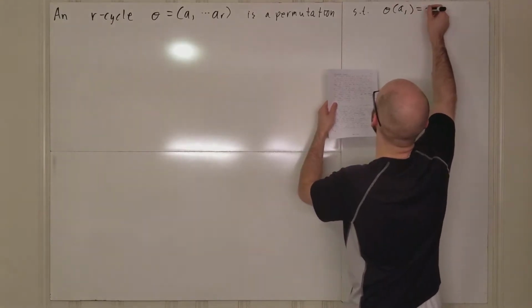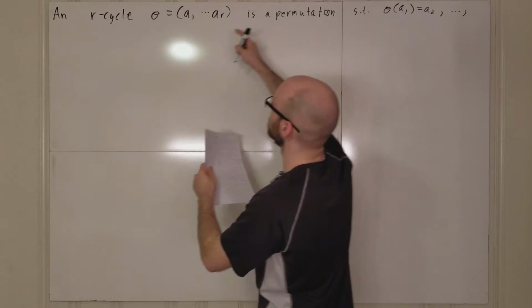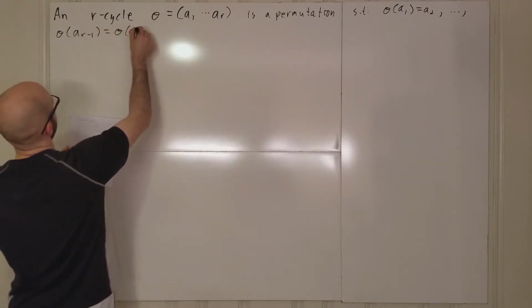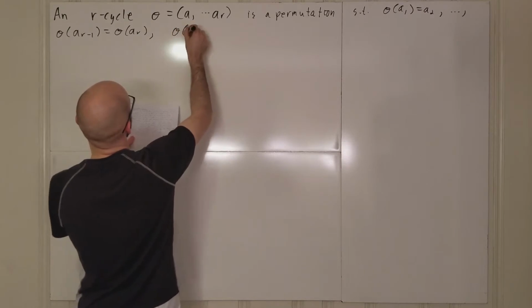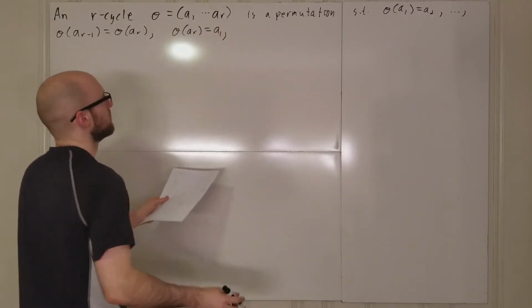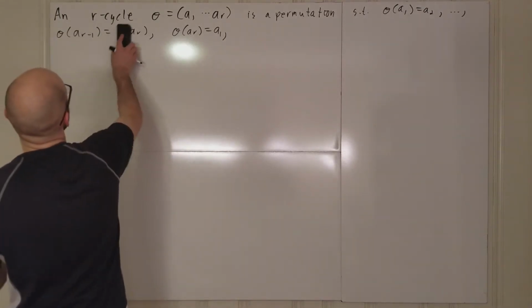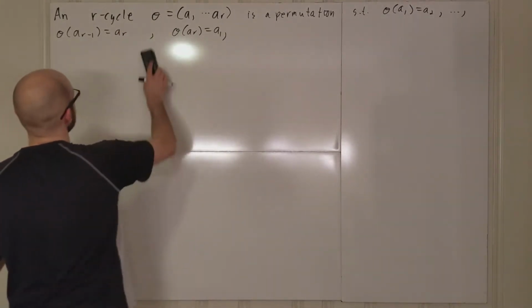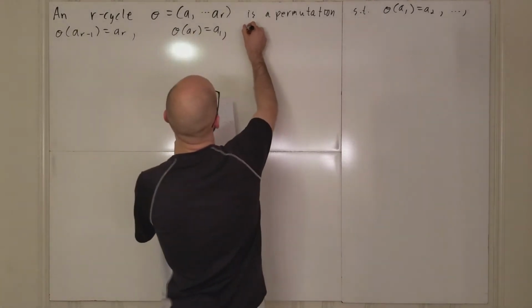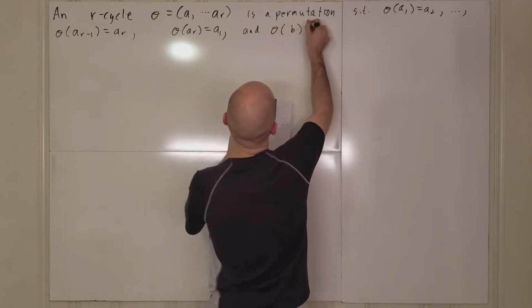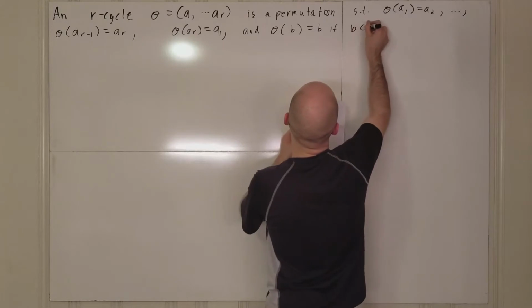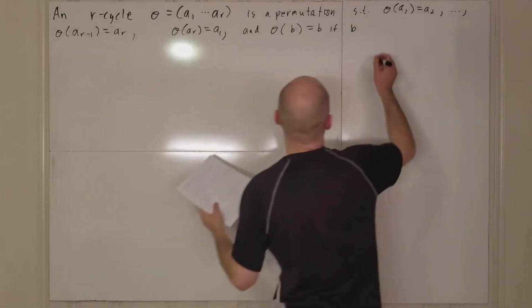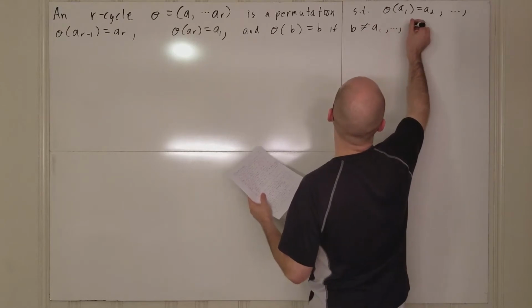sigma of A1 is A2, and so on, sigma of A(R minus 1) equals AR. Sigma of AR is going to be A1. Wait, why did I put that sigma there? It should be sigma of A(R minus 1) is AR. And sigma of some other index, say B, is just B if B is not one of the AIs, so B is not equal to A1 through AR.